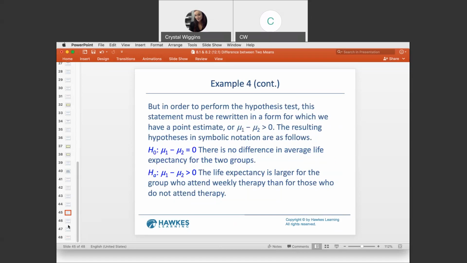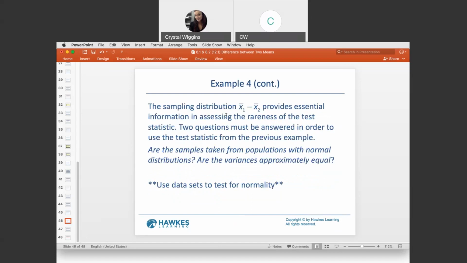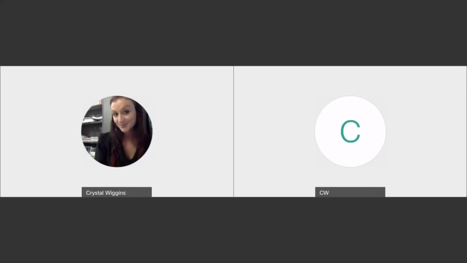The sampling distribution provides essential information in assessing the rareness of the test statistic. Two questions must be answered in order to use the test statistic from the previous example. Are the samples taken from populations with normal distributions? And are the variances approximately equal? So this is exactly why this example gives us the data sets, so that we can test for normality, which is something new. We haven't done this yet. So let's head on over to Rguroo.